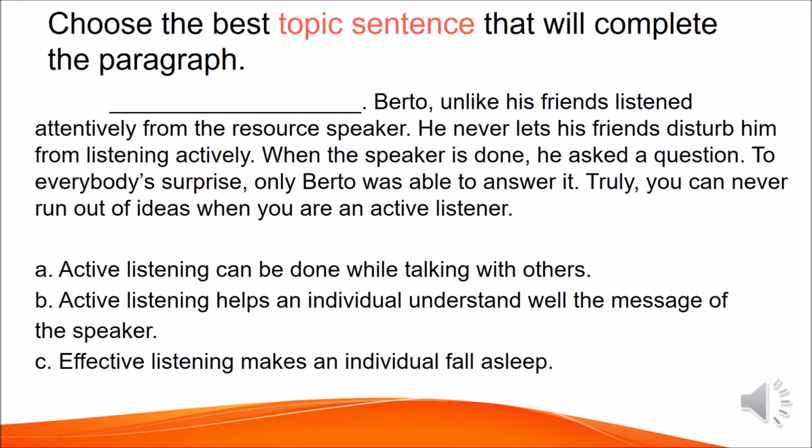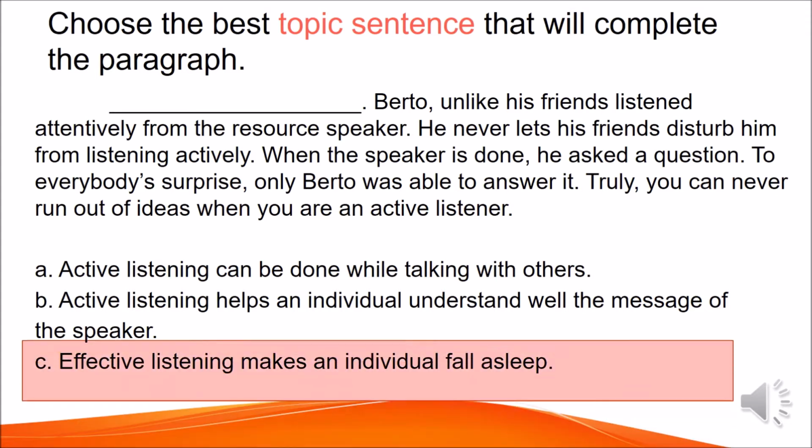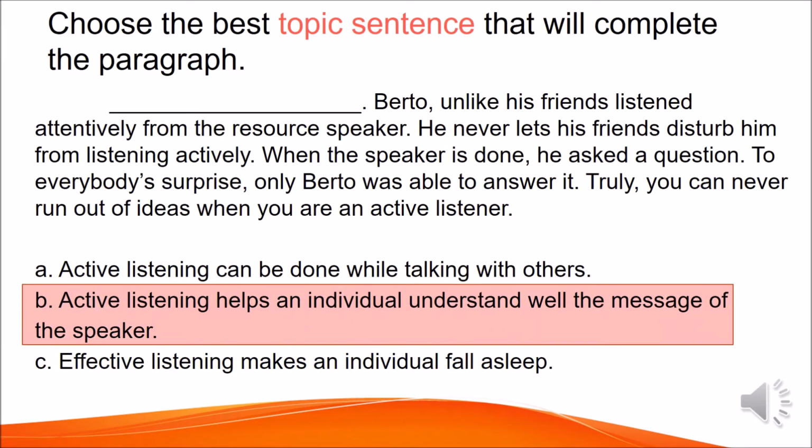Now, let us answer. The best topic sentence would be letter B. Remember that the topic sentence is the main idea of a paragraph. Hence, the supporting sentences should talk about it. Let us examine the supporting details. Berto listened attentively. He never lets his friends disturb him. Only Berto was able to answer the question.